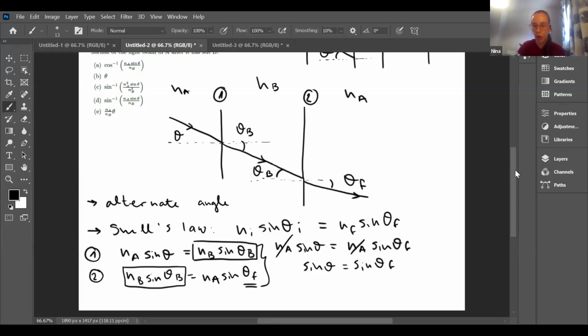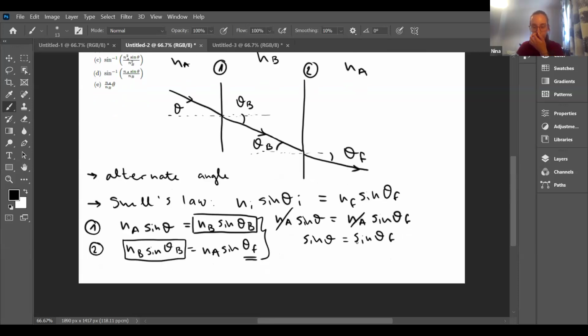An important note here: if two sine functions are equal, that doesn't necessarily mean that the angles are equal, because sine of 45 degrees is the same as sine of minus 45 degrees. But in this case, the angles go between 0 and 90 degrees, which means the sines are just increasing. They go between 0 and 1 as the angle increases. And therefore, the only possible conclusion from this is that theta equals theta final. And this is our answer.